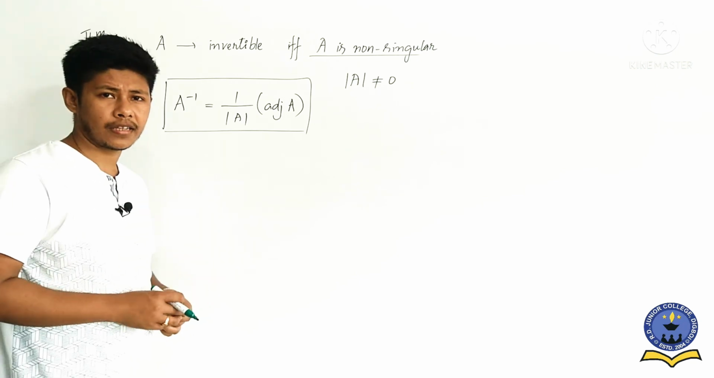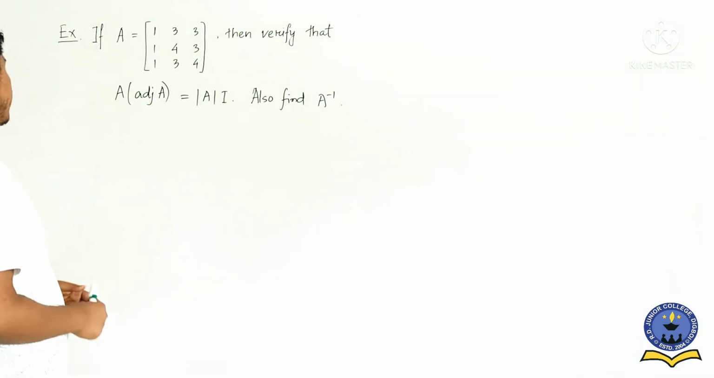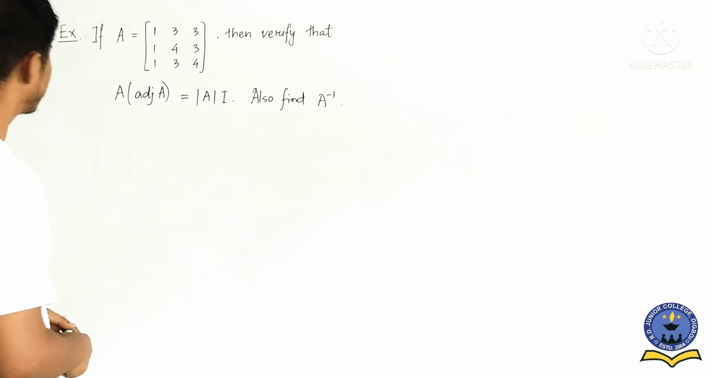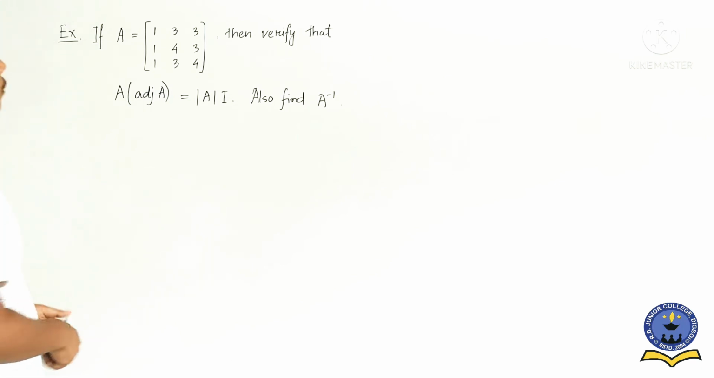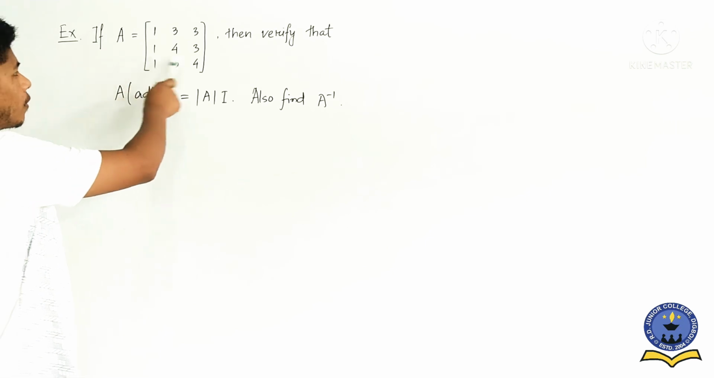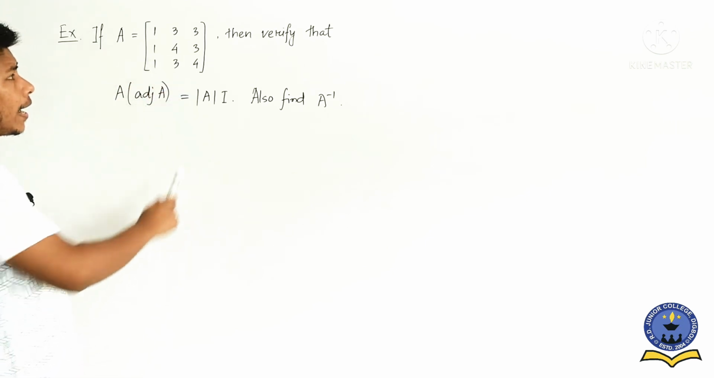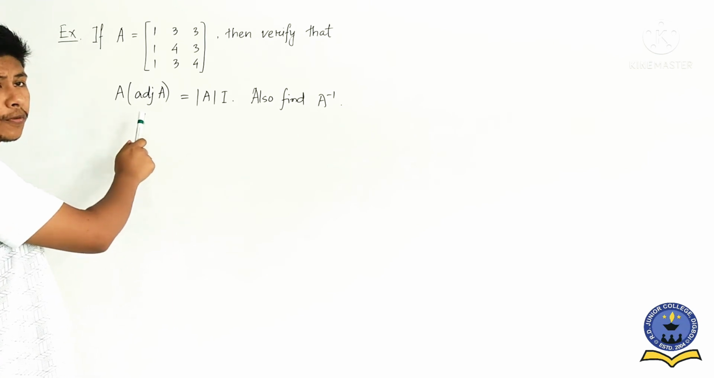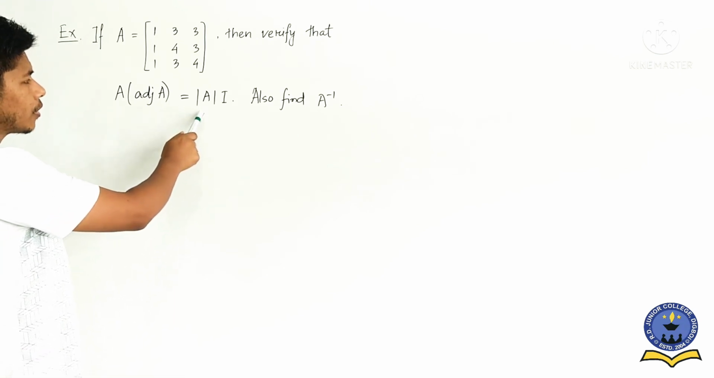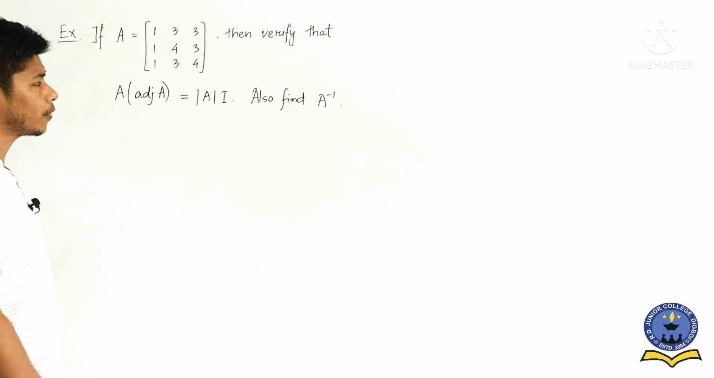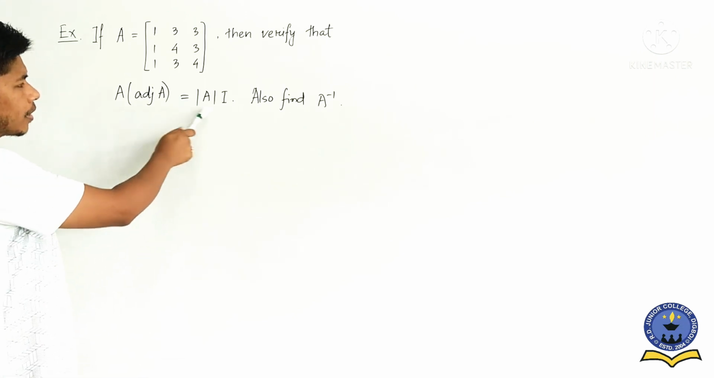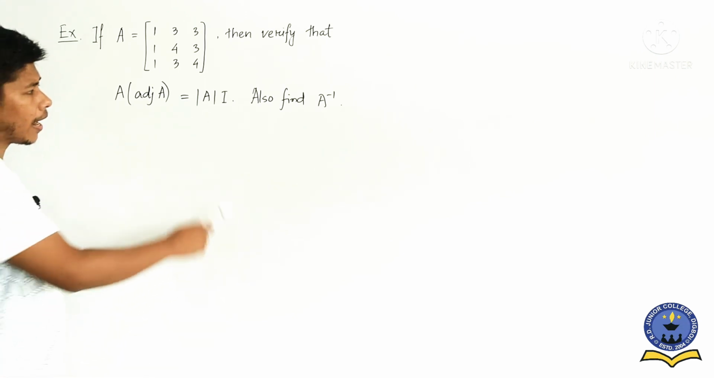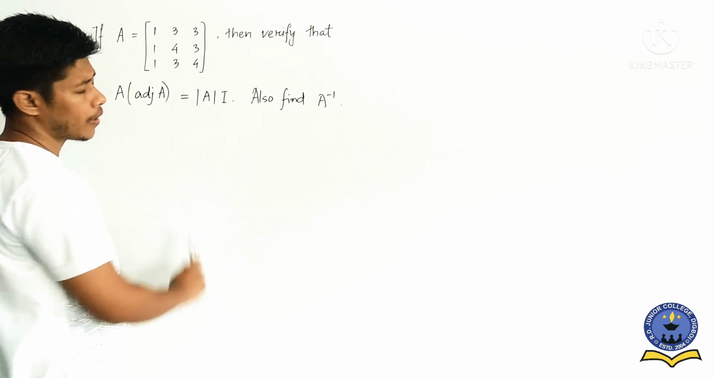Now let's take an example. Here the example is given: A equals the matrix with first row 1 3 3, second row 1 4 3, third row 1 3 4. We have to verify this result: A into adjoint of A equals determinant of A into I. We need to prove that left hand side equals right hand side, and related to this we have to find A inverse.